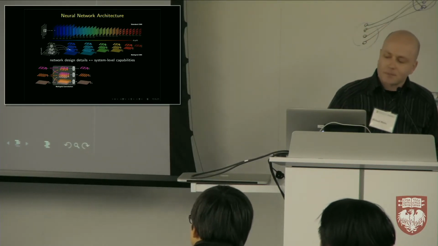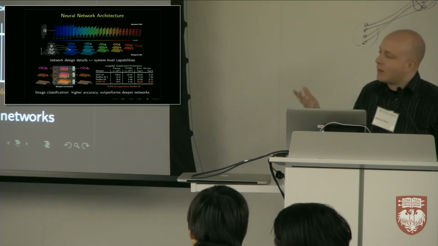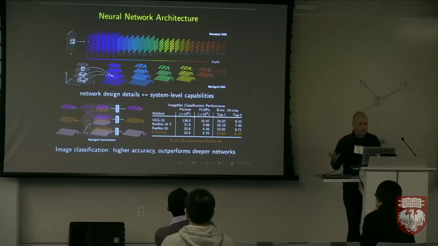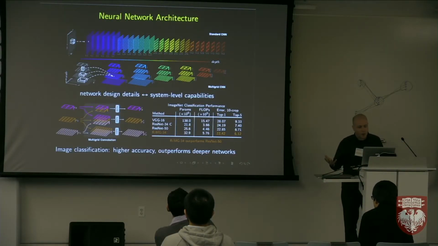And if we do this and train and benchmark these networks on standard tasks like image classification, we significantly outperform the baseline CNN designs. We can get higher accuracy with fewer layers, or higher accuracy with fewer parameters or fewer floating point operations. And these are all operating on real images.